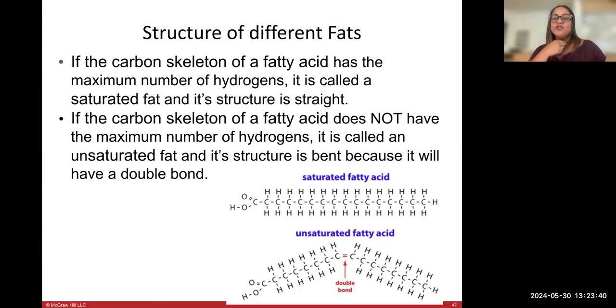There's two main structures of fatty acids. If the carbon skeleton of a fatty acid has the maximum number of hydrogens, it is called a saturated fat and its structure is straight. If the carbon skeleton of a fatty acid does not have the maximum number of hydrogens, it is called an unsaturated fat and its structure is bent because it will have a double bond there in the middle, shown in your picture.